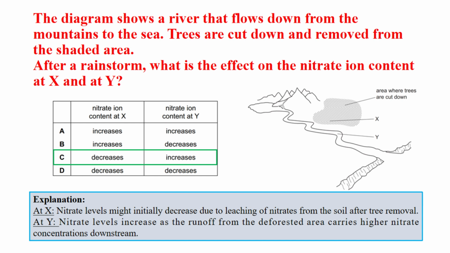Let's break it down. First, point X is in the area where trees were cut down. After the trees are removed, nitrate levels in this area might initially decrease due to the leaching effect, where runoff washes away the nitrates from the soil. As the water flows downstream to point Y, it collects runoff from the deforested area. This runoff often has higher nitrate concentrations, leading to an increase in nitrate levels at Y. So, after a rainstorm, nitrate content decreases at X and increases at Y.